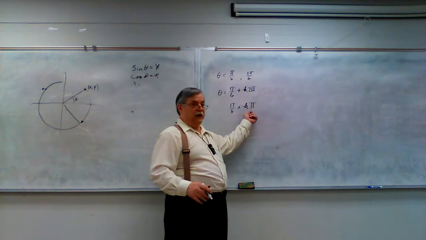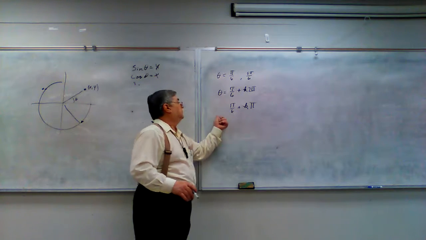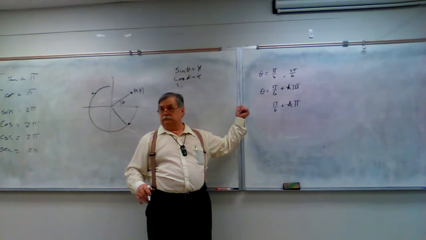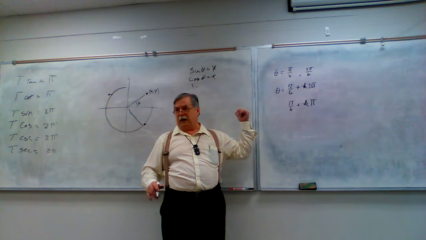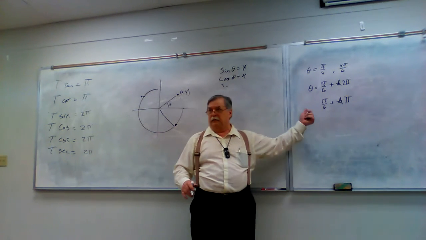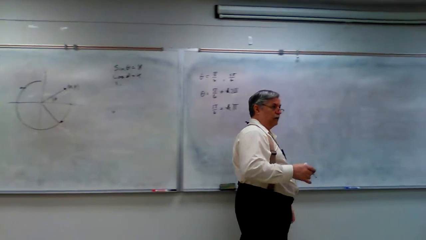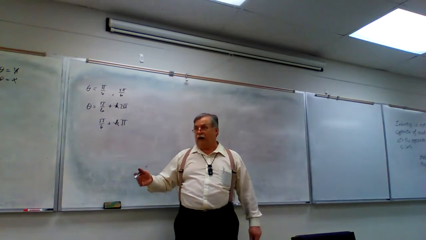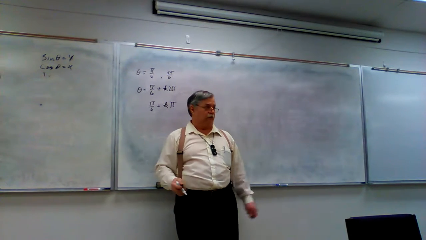But by the way, k equals an integer can also be negative numbers. So it'd be pi over 6 minus pi. Pi over 6 minus 2 pi. Pi over 6 minus 3 pi. All of these are going to be valid solutions to the equation if pi over 6 is the first solution.